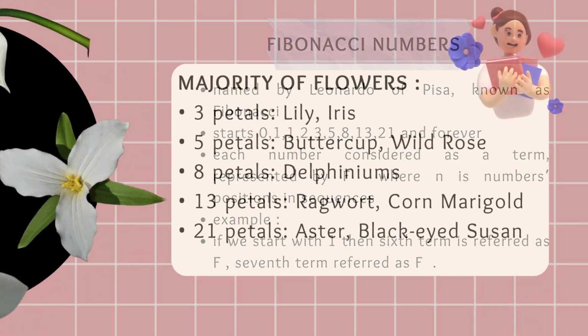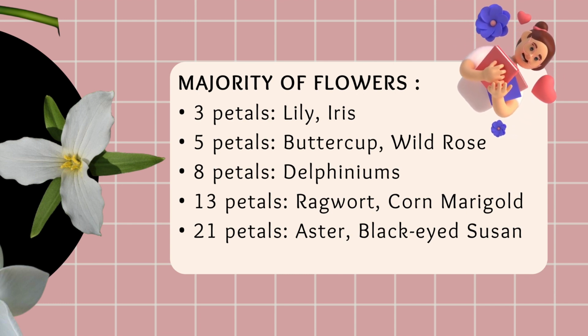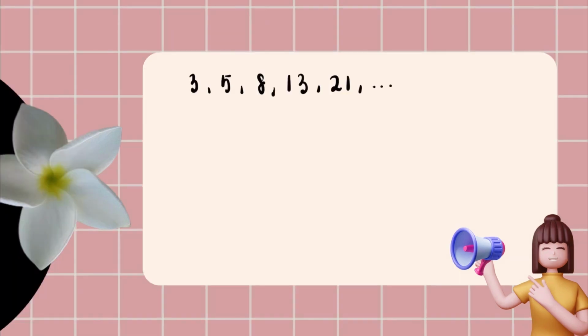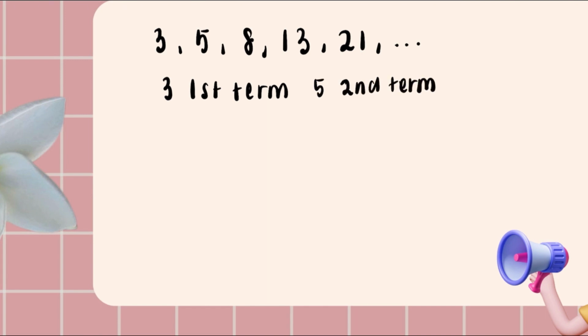So if you notice, in our lives, the majority of flowers have these numbers of petals. Can you see the pattern? So as you guys can see, this is the previous sequence of numbers: 3, 5, 8, 13 and 21 and so on, but I will stop at 21 only. So we take 3 as our first term, and then 5 as our second term. Then we're gonna prove, is this really Fibonacci numbers?